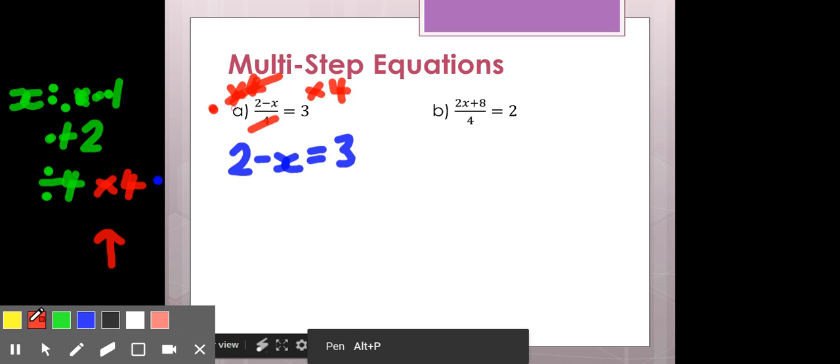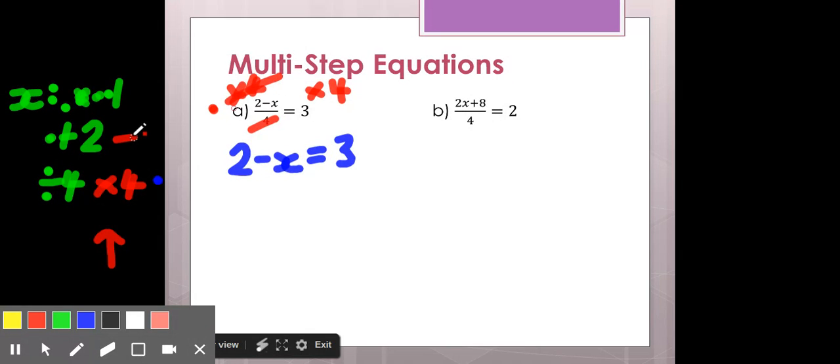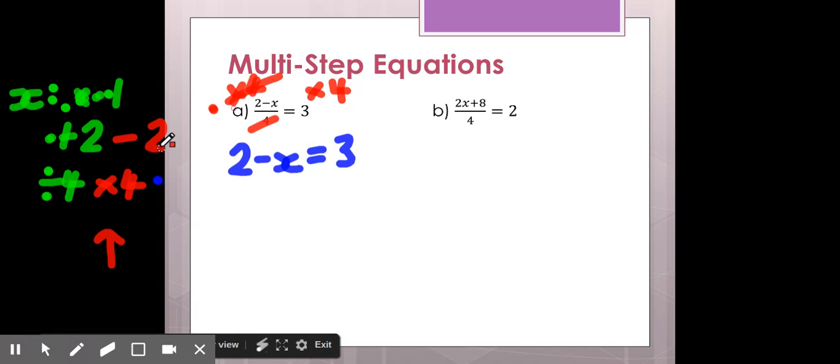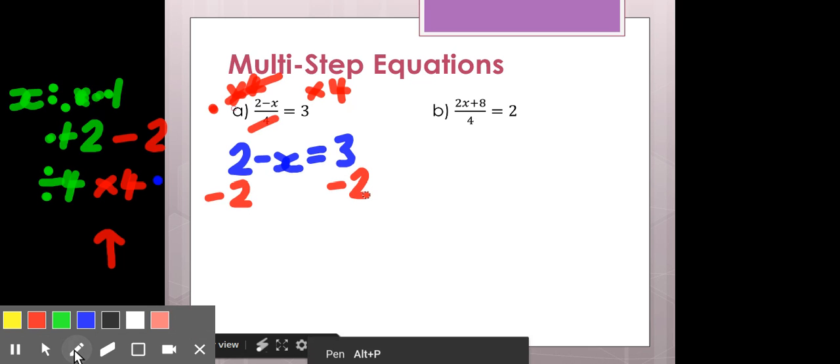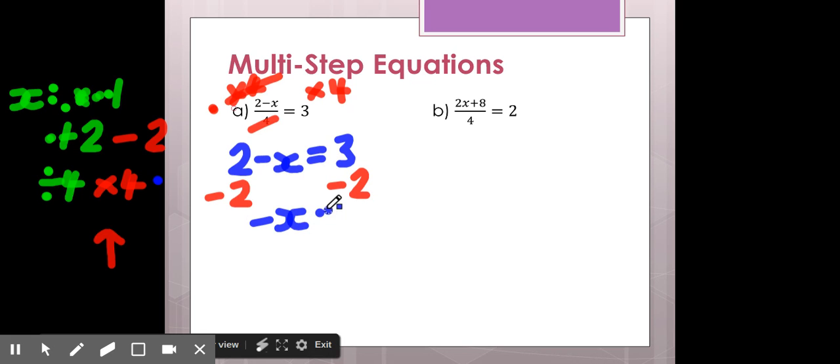The next step is that instead of adding 2, we're going to subtract 2. So we're going to subtract 2 from here and subtract 2 from there. And that will leave us with negative x is equal to 3 take 2, which is 1. So that's that step there.